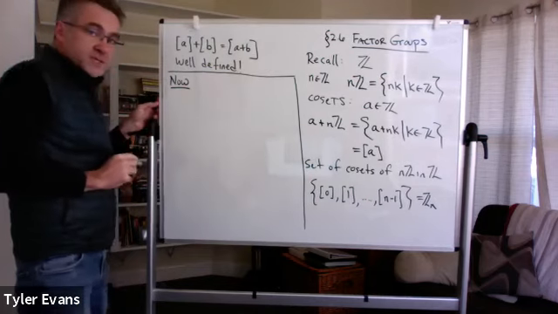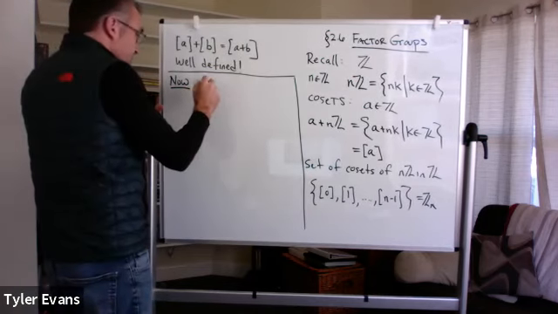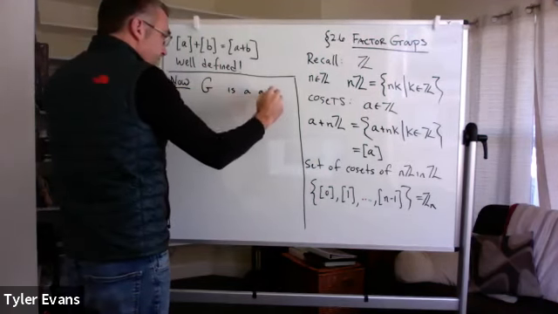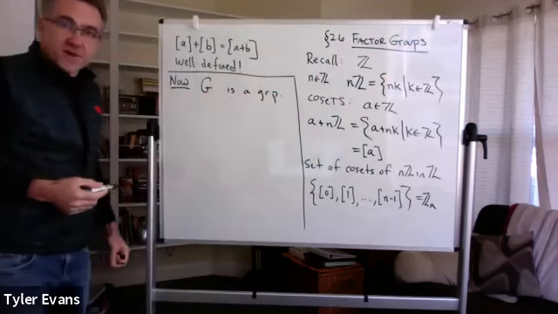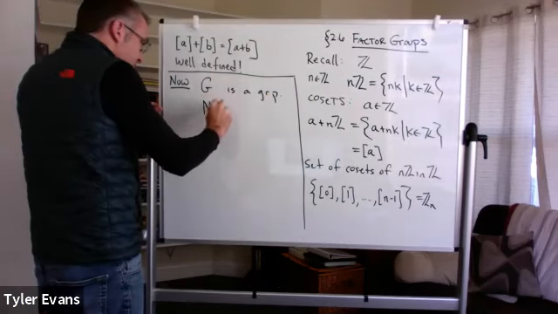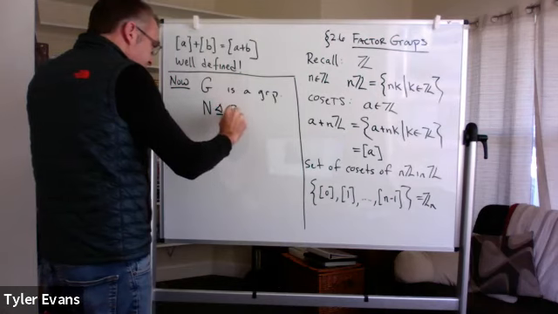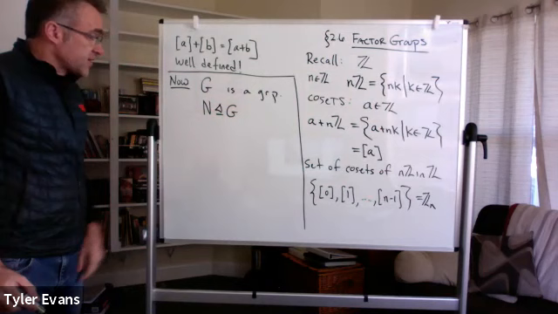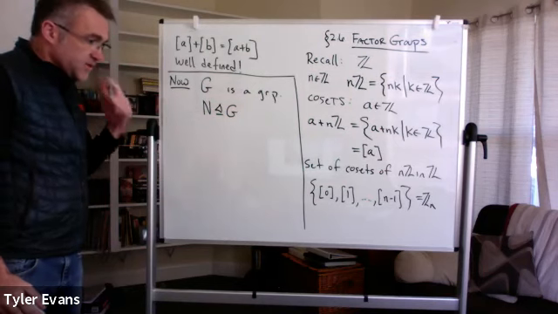motivated by what we were just talking about, let me have some group G. I'll write it multiplicatively. It's an arbitrary abstract group. And I want to take a normal subgroup of it. So recall that that's how we write that. A decorated subgroup symbol means that N is normal.